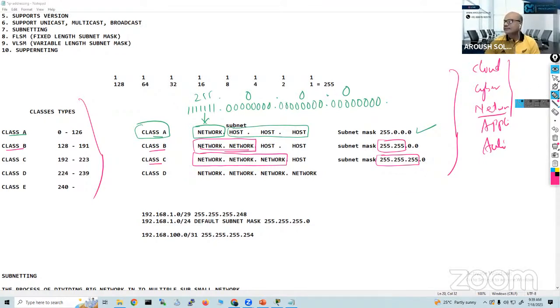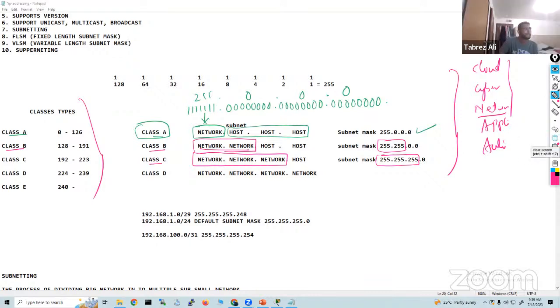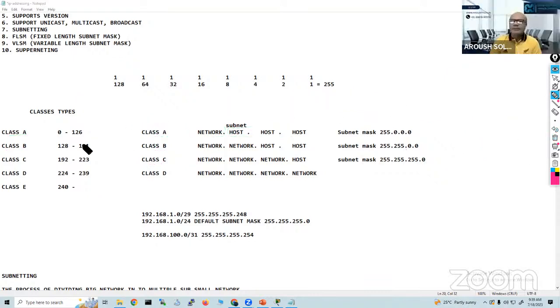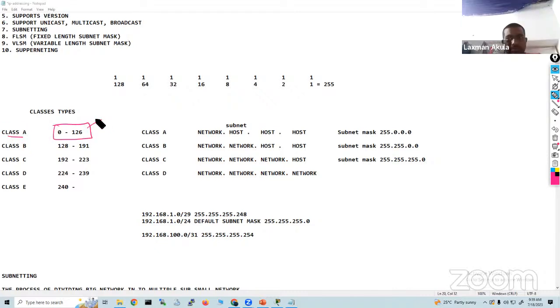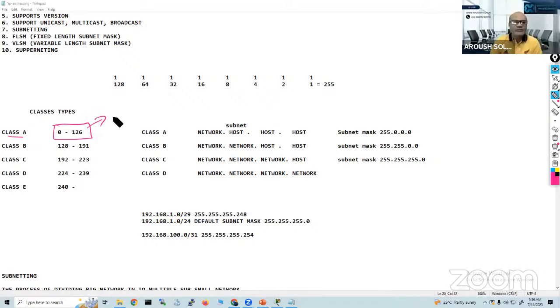Okay, understood, right? So now, Lakshman, please understand, for class A these are the fixed ranges, 0 to 126. Whenever you write any IP address, for example 10.1.1.1, obviously this belongs to class A, within this range.